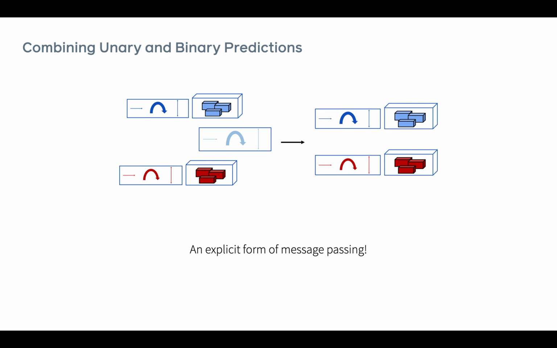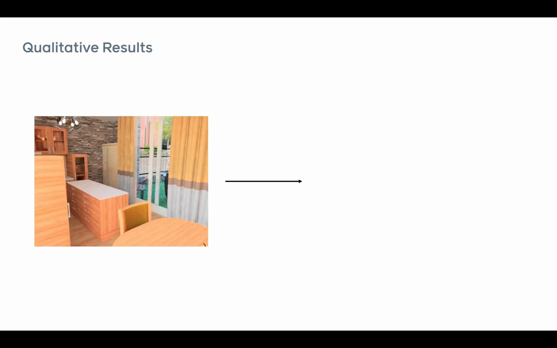But essentially, this can be thought of as an explicit form of message passing, where given these two objects, the message is of the form of the relative pose, and this message updates our estimate of the pose for each of these objects to give us a more refined estimate.